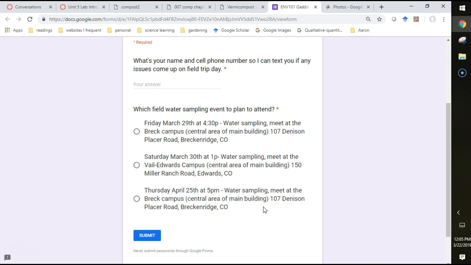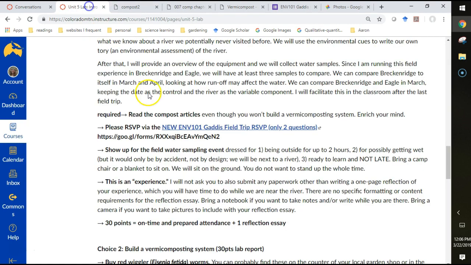Please bring blankets or a chair. We won't walk very far, but we do want to be comfortable enough to sit and reflect and discuss, etc. And then we will go through the water sampling protocols using the equipment that I have, which I will describe. We will do this in 3 different places, or in the same place in Breck twice, and once in Vail, Edwards area. Okay, let's go back to here.